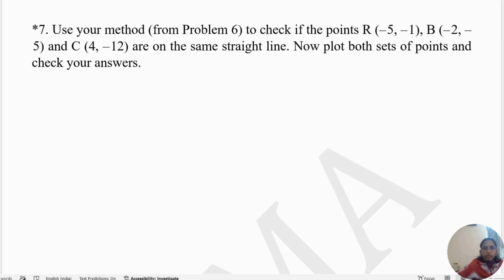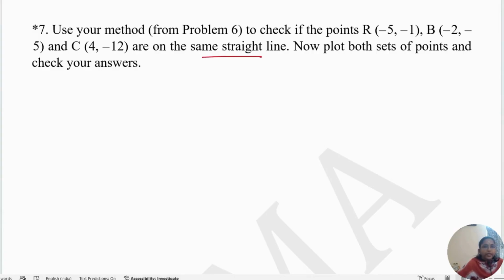So in this video, we'll start with question number 7 in chapter 1 for class 9 CBSE. The question is: use your method from problem 6, that is the distance formula, to check if the points R, B and C that are given lie on a straight line.